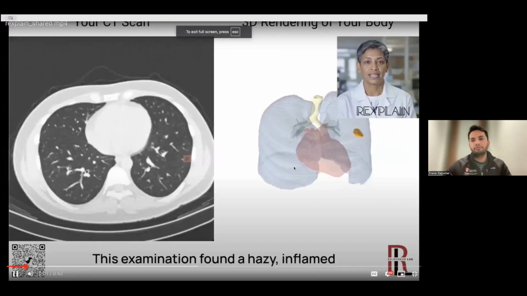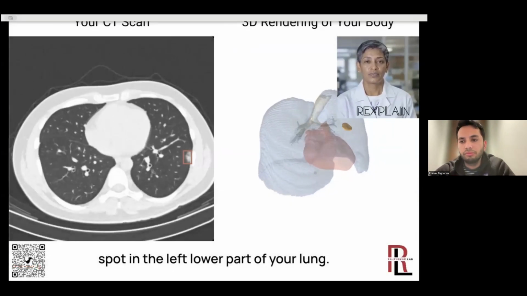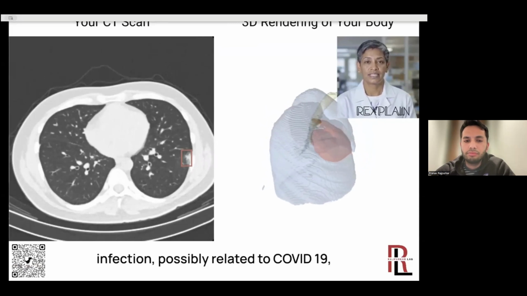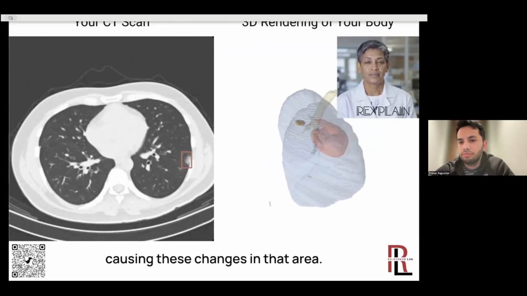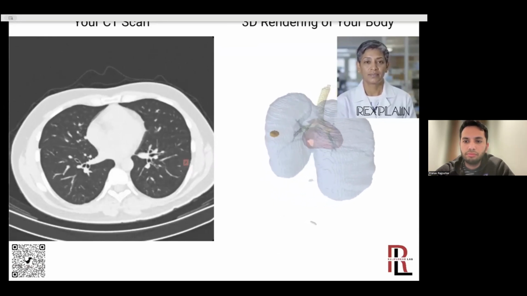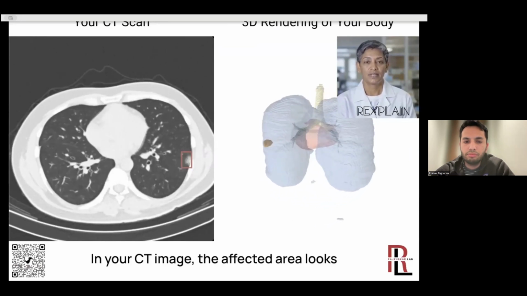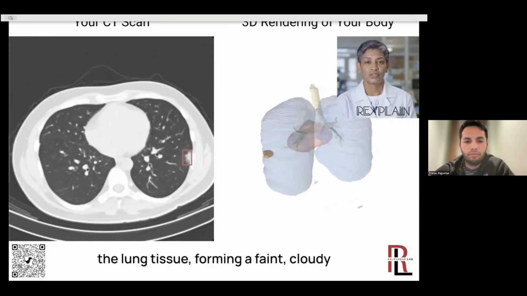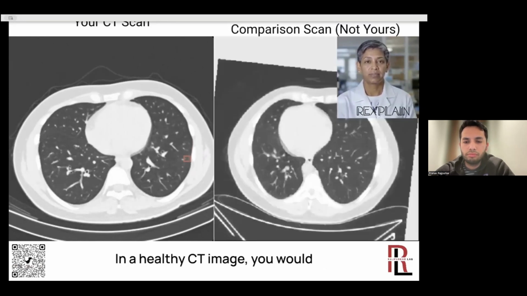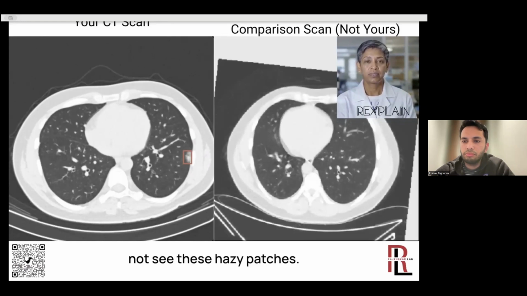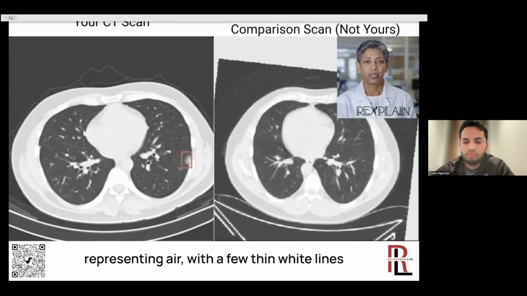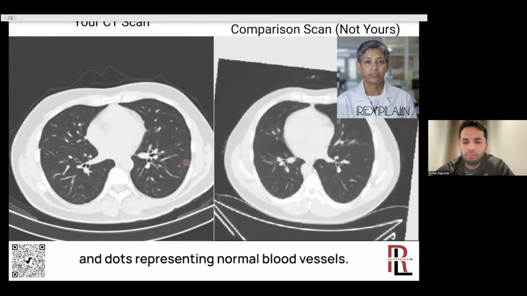This examination found a hazy, inflamed spot in the left lower part of your lung. This suggests that there could be an infection, possibly related to COVID-19, causing these changes in that area. At the rendering window, there's an orange-colored spot representing this finding. In your CT image, the affected area looks cloudier and denser than the rest of the lung tissue, forming a faint cloudy patch in the outer region of the left lung. In a healthy CT image, you would not see these hazy patches. Instead, you would see mostly dark spaces representing air with a few thin white lines and dots representing normal blood vessels.